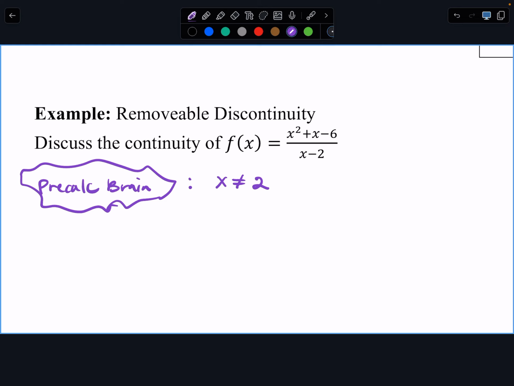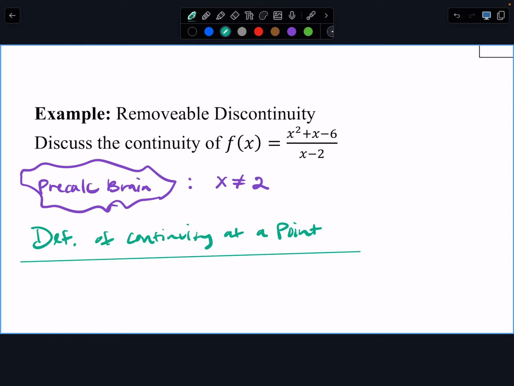Okay? So then, let's think about using our definition of continuity at a point, and examine deeper what's going on with this function at x equals 2. So first, if we think about evaluating f at 2, what happens? We know we get 0 in the denominator. What do we get in the numerator? 0.